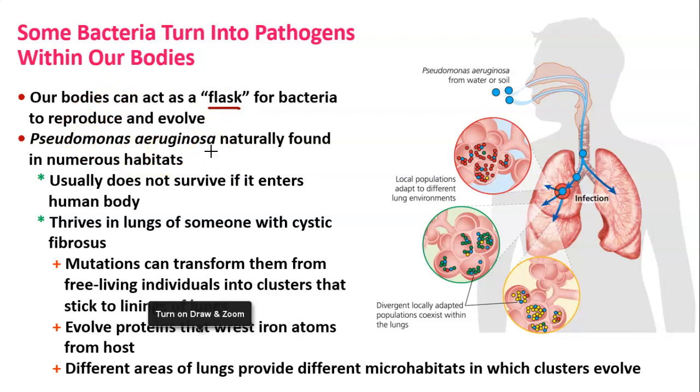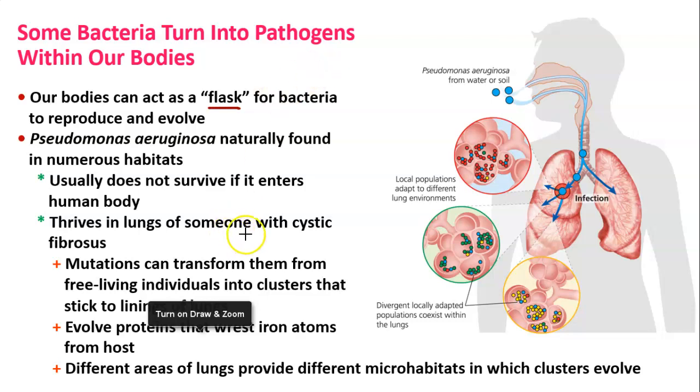It's naturally found in numerous different habitats, soil and sediments, etc. And it usually doesn't survive if it enters our body. But on some occasions it does. And in particular, for someone who has cystic fibrosis, it thrives in the lungs of someone with cystic fibrosis. The environmental conditions in the lungs of someone with cystic fibrosis are particularly favorable to Pseudomonas aeruginosa becoming established and reproducing.